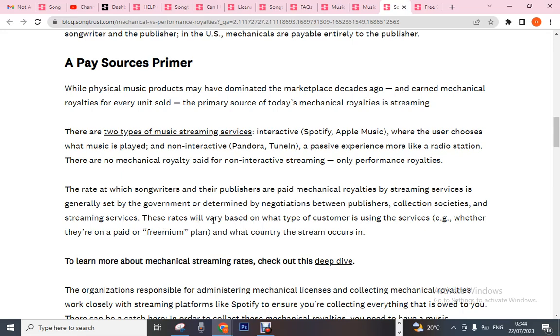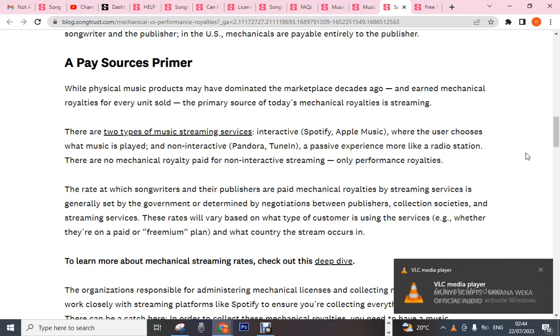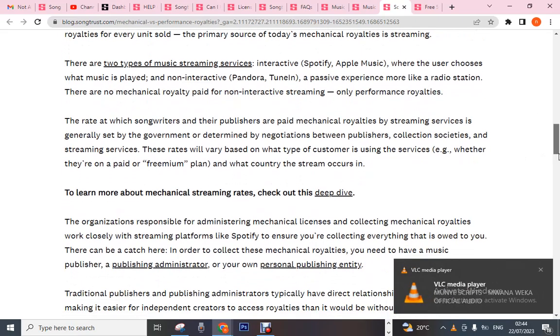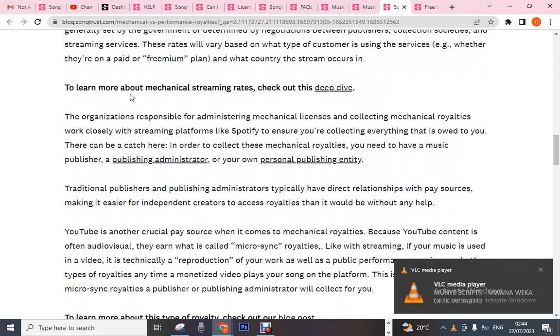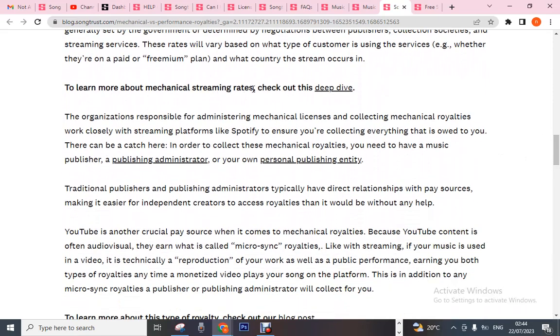These rates will vary based on what type of customer is using the services, whether they are on a paid or a freemium plan, and what country the streaming occurs in. To learn more about the mechanical streaming rates, check out this. Let us try to open that.